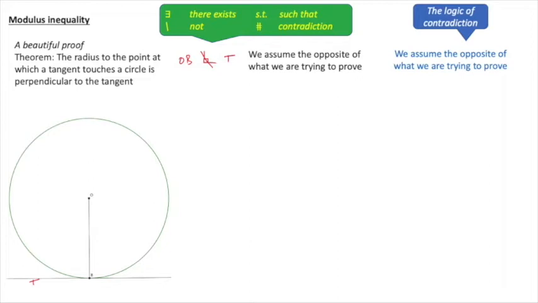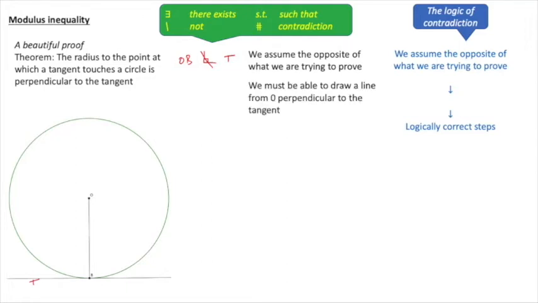So we assume the opposite of what we're trying to prove. Then we take some logically correct steps. So let's have a look. If it's true that OB is not perpendicular to T, then there must be some other line from O that is perpendicular to the tangent. So that means there must be a point on the tangent such that the line from the centre of the circle to that point is at right angles to the tangent. Now this looks a bit odd on the drawing, and that is because it isn't actually true, but remember we're assuming the opposite of what we're trying to prove, and so it might look a bit odd on the diagram.